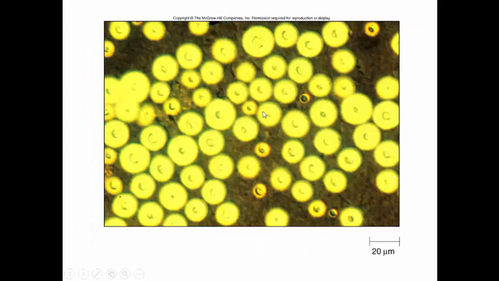Here's another image of the same thing. Capsule stain here. You can see the black dark background. The sphere in the center is the actual cell. The outer part is this capsule.